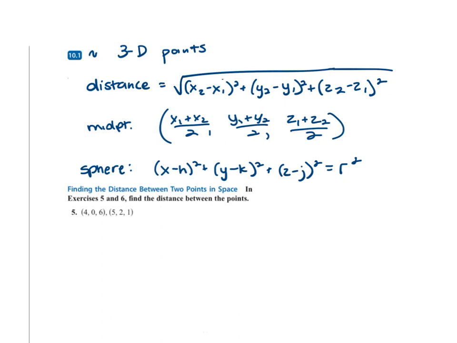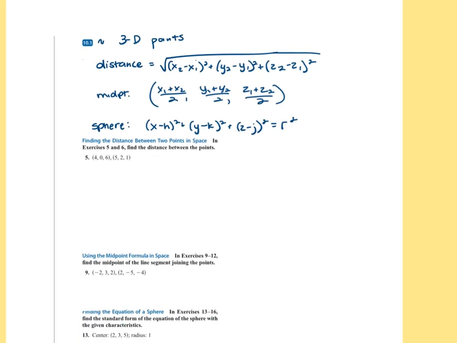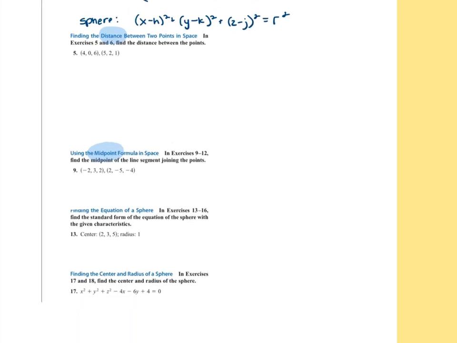So when you get to those questions, it goes exactly through what this is. The first one's distance, right? This one's midpoint. And then this one is the equation of the sphere where you're taking that information and plugging it in. And this is the complete the square of the sphere.